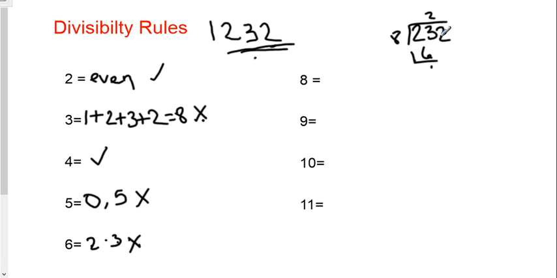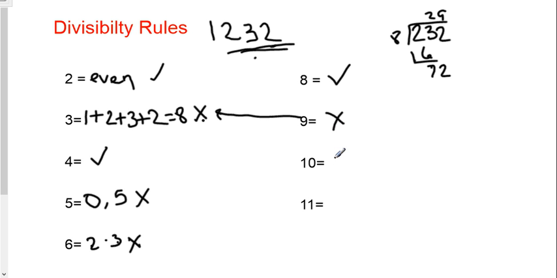Eight goes into 23 twice, 16, remainder 7, bring down the 2, 72, and there's a 9, so yes, it is divisible by 8. Once again, just look at the last three digits of the number to see if that number is divisible by 8. To check for divisibility by 9, you do the exact same thing as you did for 3. The only difference is, once you get the sum, you want to see if that number is divisible by 9. So in this case, it's not.